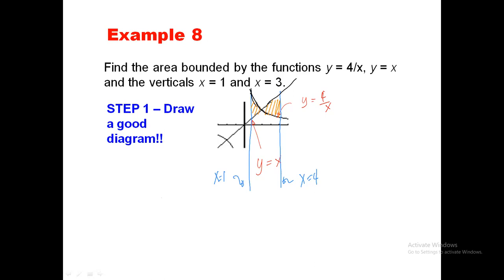So what's the next thing that should be done? Note that x equal to 1 to x equal to 3 is the required domain. So you'll have here, sorry class, 3 lang gali. 1, 2, 3. Sorry.